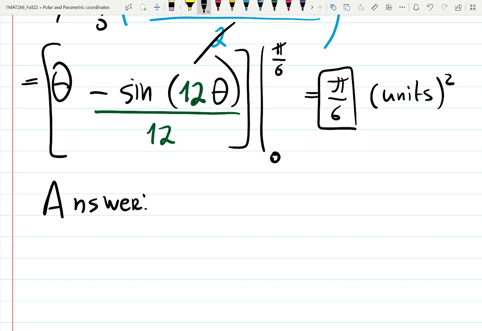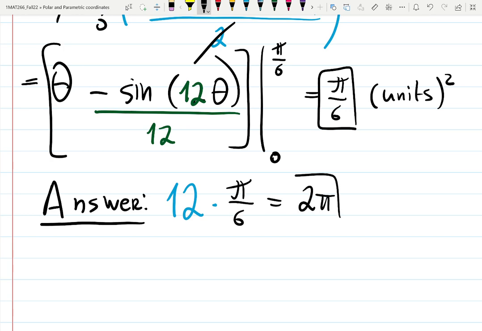The answer will be what? Times 12. Good job. Pi over 6 times 12, which will be 2 pi. Apparently, even though they're curled and stuff like that, those leaves actually fill up the whole 2 pi area. 2 times pi is 3.14, so it's like 7 point something units squared. Yes?